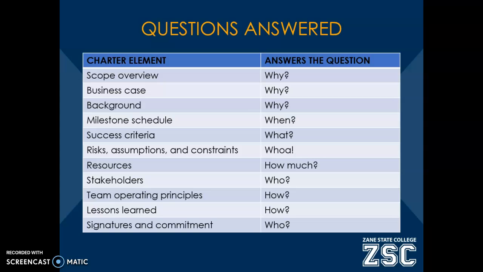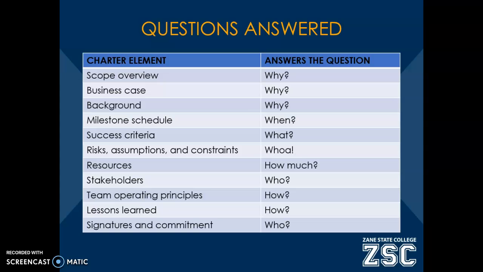Risks, assumptions, and constraints might give us a moment to pause and think and come up with a plan of how to deal with some of these potential negative issues. Resources answers, how much do we need? How many people? How much equipment? How much money? How much stuff do we need to get this project done?